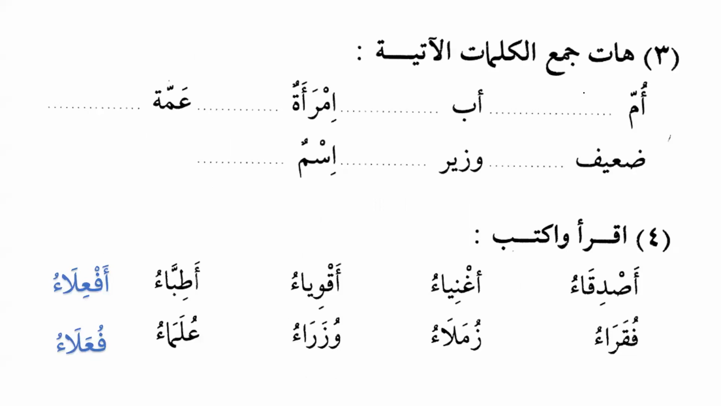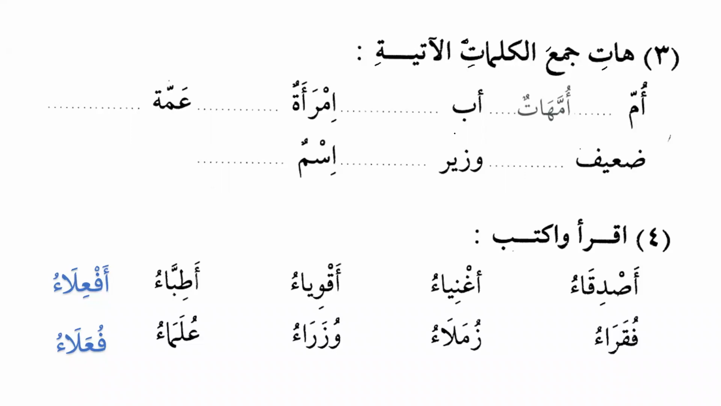هاتي جمع الكلمات الآتية. Now you have to provide the plural of the following words that we have. هاتي جمع الكلمات الآتية. So it is مضاف إليه, and we know that مضاف إليه is always مجرور. Who remembers the plural of umm? Ummahatun. Excellent. Ummahatun. Okay. Abun.